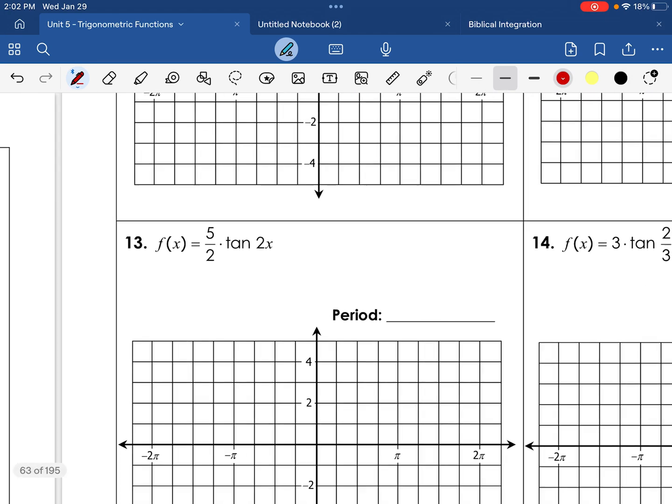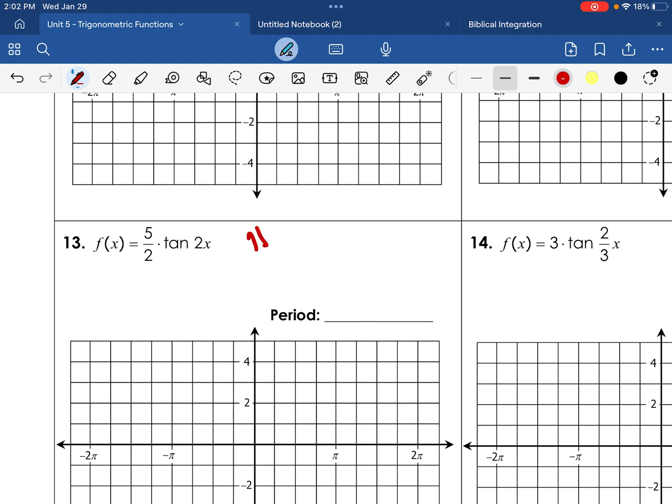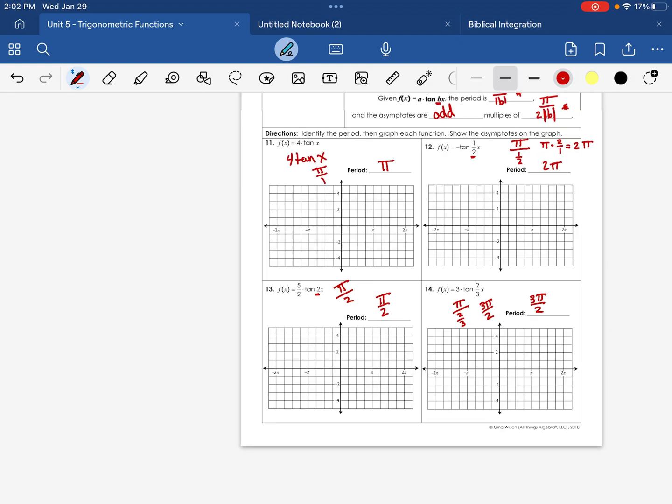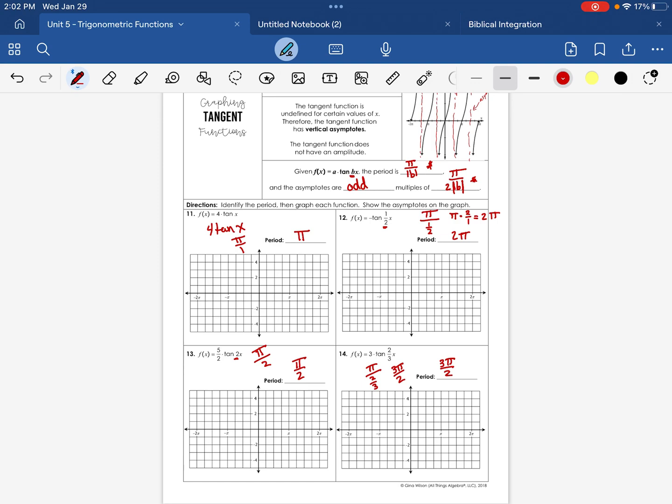Next is this one. That's going to be pi over whatever's in front of x, and what's in front of x is 2. So that's going to be pi over 2. And then last but not least, we have pi over 2/3. And when you flip that out, that's going to be 3 pi over 2. Now she is going to show you how to graph those here.